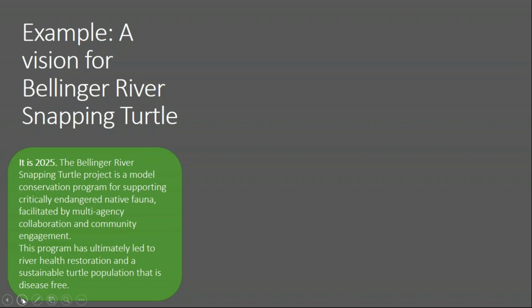So I'm going to just move through the steps involved in this. This is an example of a Bellingham River snapping turtle conservation plan. This vision is not too long. So the Bellingham River Snapping Turtle Project is a model conservation program for supporting critically endangered native fauna, facilitated by multi-agency collaboration and community engagement. The program has ultimately led to river health restoration and a sustainable turtle population that is disease-free.